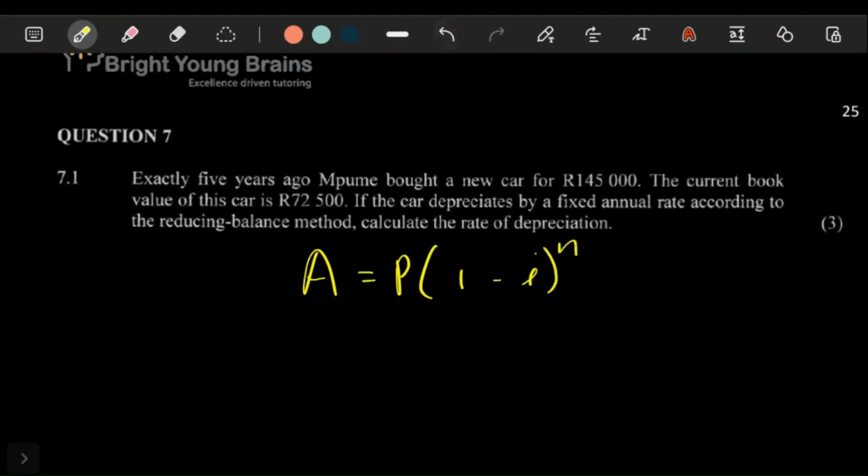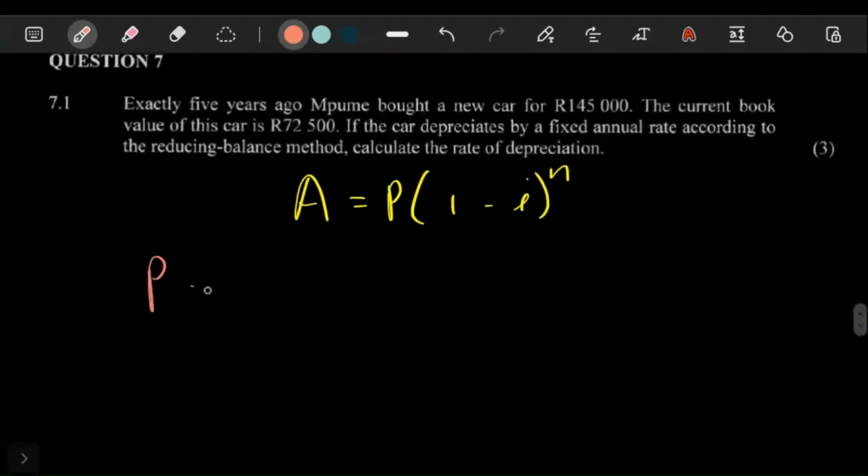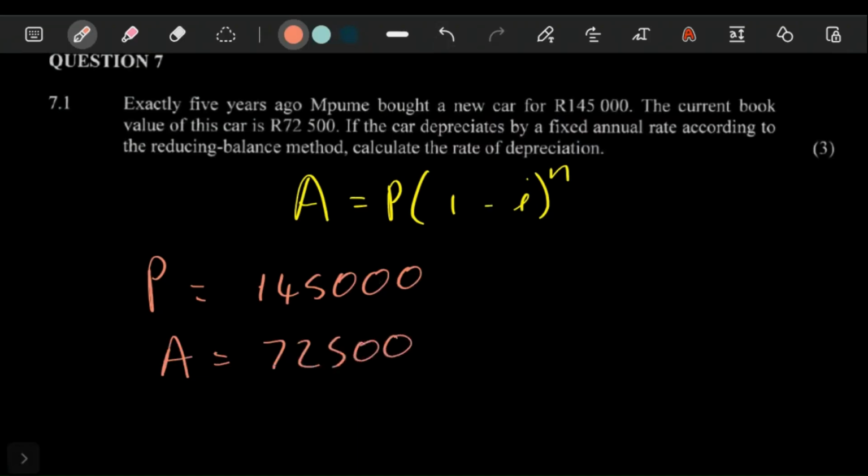You see, this is the reducing balance formula. So this is saying that in the beginning, remember, P is the money before time has passed. A is the money after time has passed. So before time passed, the car was worth 145,000. After time has passed, the car is worth 72,500. And the interest rate is what we don't know. The time period, they said it's 5 years.